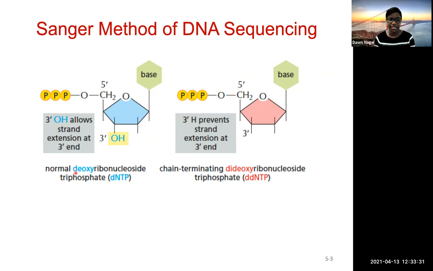So instead of it being deoxyribonucleic acid like you normally have as your composition of your dNTPs, it's a dideoxy, right? So that OH group is missing. The fact that this 3' OH group is missing means you cannot add another base, okay? So then that strand gets terminated and you can determine, okay, what was that last base that was added, right? Because that's what was terminated.